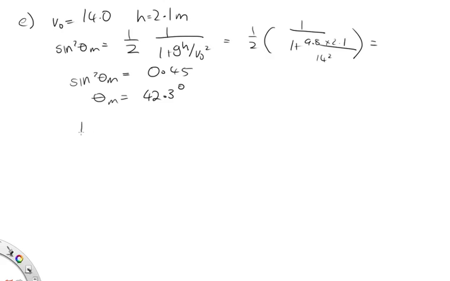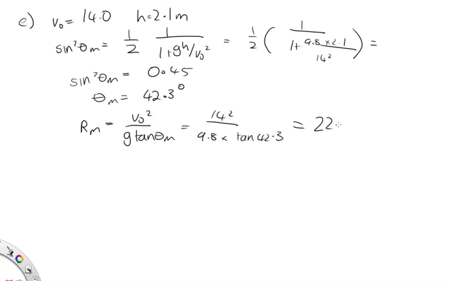And then the maximum distance Rm is equal to v naught squared over g tan theta m, so that's 14 squared over 9.8 times tan of 42.3, which gives us 22.0 meters.